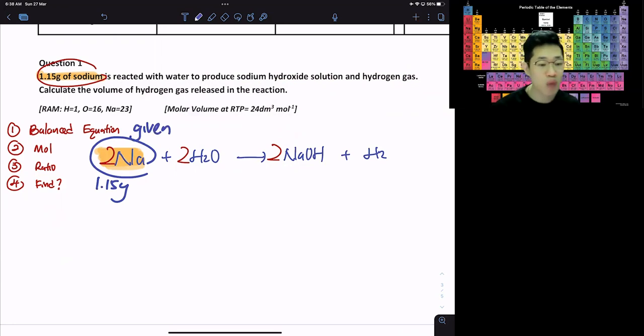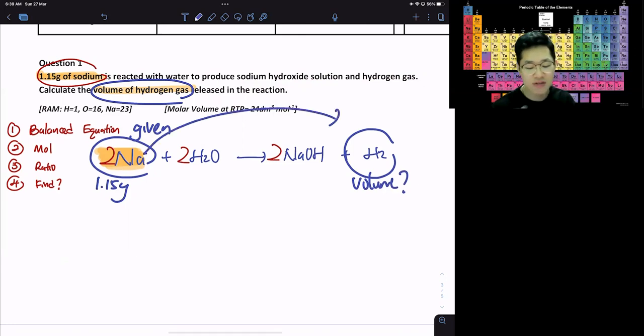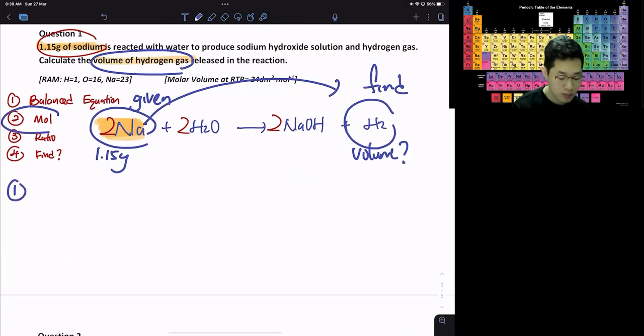And then what does the question want me to find? The question wants me to find the volume of hydrogen gas. In my equation, which one is hydrogen gas? This one. So I want to find volume. That means I have to start from this number given to find the volume. So here comes my first calculation step, number of mole. Calculate the mole of the given number, which is Na.